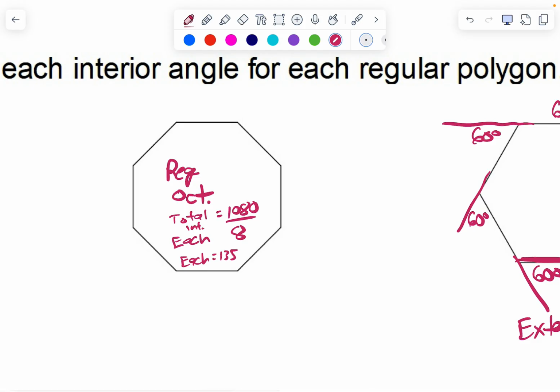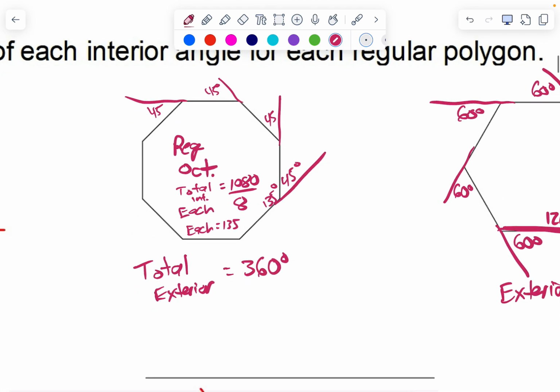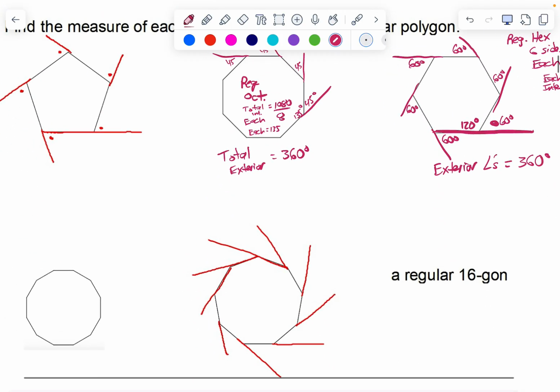Okay, don't miss this. 135. Okay, how many degrees are in that exterior angle? How many degrees are going to be in every one of these? What is 45 times 8? 360. Interesting, right? So they're also... Totally different shape. The total exterior is still 360.